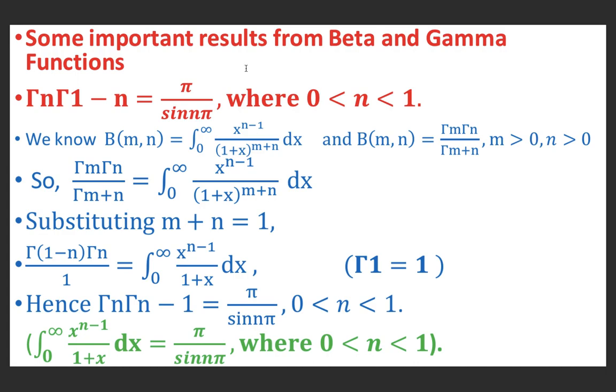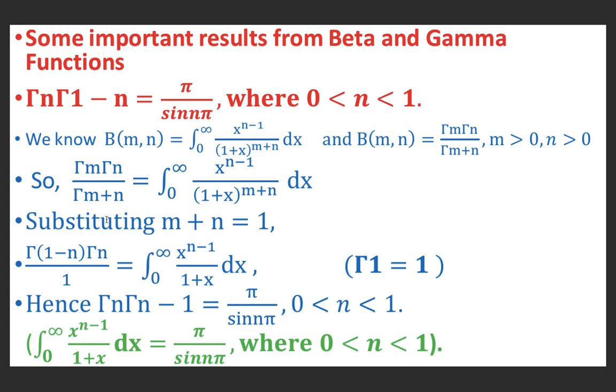Now some important results from beta and gamma functions. Gamma n into gamma 1 minus n is nothing but pi upon sine n pi, where n lies between 0 and 1. We know that the beta function may also be written as the integral from 0 to infinity of x raised to power m minus 1 upon 1 plus x raised to power m plus n dx, and the beta function is also equal to gamma m gamma n upon gamma m plus n. This we have studied in the previous lecture. So gamma m gamma n upon gamma m plus n is equal to that integral.